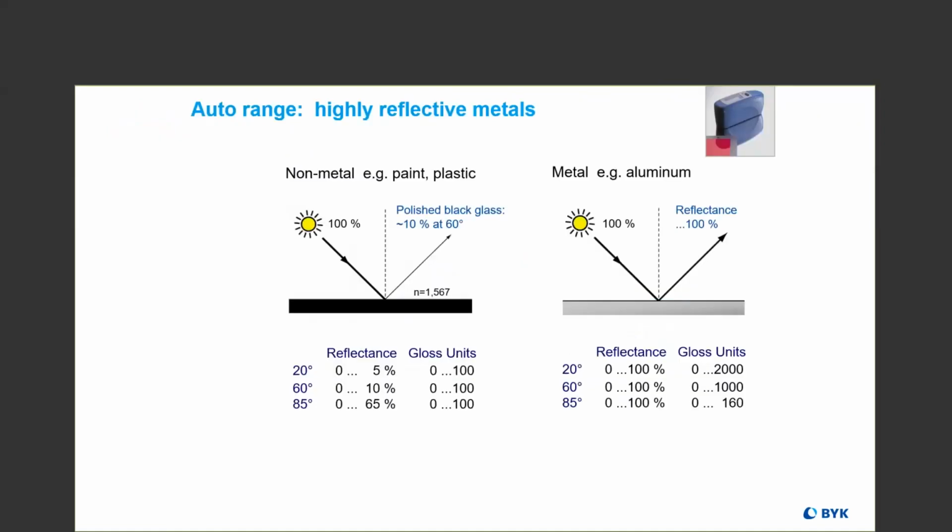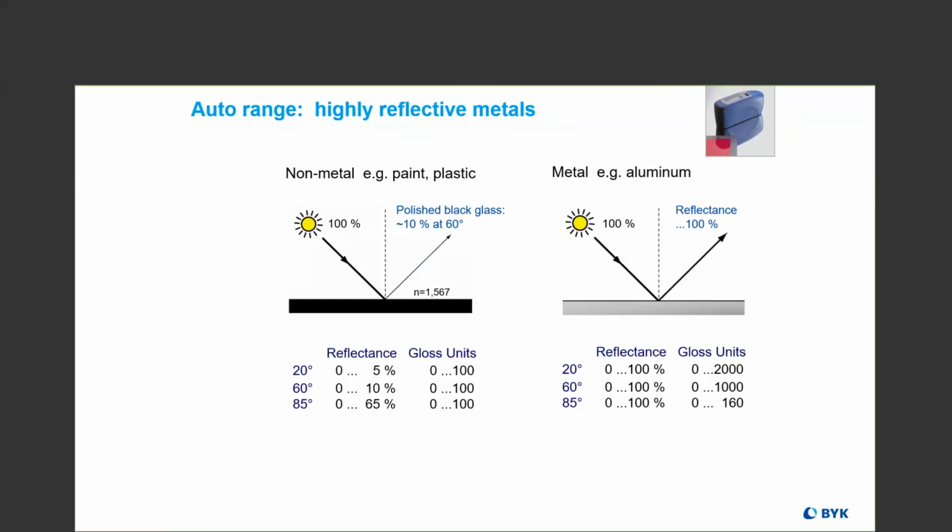I also want to go back and mention that in addition to the gloss unit scale, you can measure in percent reflectance. And that percent is just the percentage of gloss units out of the full scale for whichever geometry you're using. So for example, here at 20 degrees, the maximum number of gloss units, the max scale is 2,000 gloss units. So you would just take the reading in gloss units and divide that by 2,000 and then multiply by 100 to get your percent reflectance.